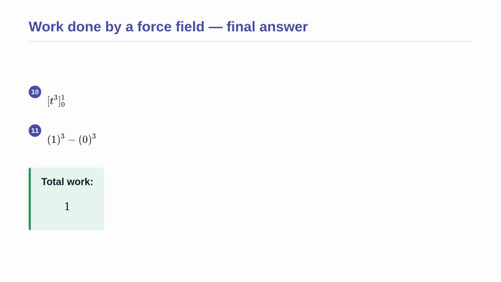Finally, we evaluate this simple integral to find the total work done. The antiderivative of 3t squared is simply t cubed, according to the reverse power rule. We place this result in brackets to evaluate it from the lower limit of 0 to the upper limit of 1. We plug in the upper limit and subtract the result of plugging in the lower limit. 1 cubed is 1 and 0 cubed is 0. The final answer is exactly 1 joule.